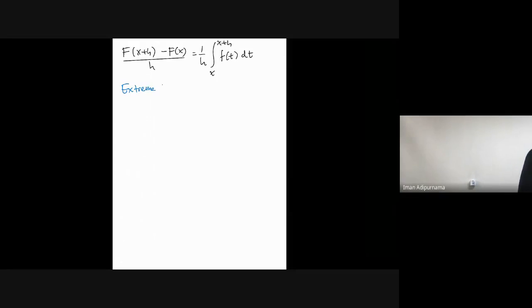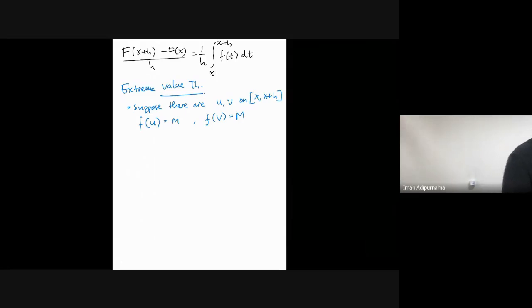In the extreme value theorem, or Rolle's theorem in chapter 4, suppose there are u and v on x and x plus h, where f(u) is the small m and f(v) is the big M. We call this the minimum value and this the maximum value, as we can see from previous slides.